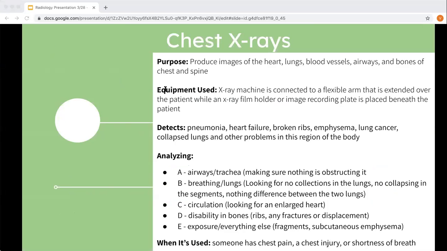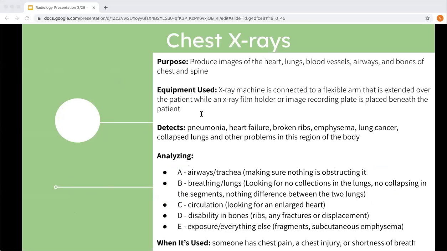We are now going to talk about chest X-rays. Chest X-rays help produce images of your heart, lungs, bones near your chest, and your spine. To conduct these X-rays, an X-ray machine, which can be portable or not, has a metal arm that goes over a person. Then a recording plate contains film or a sensor that records images.